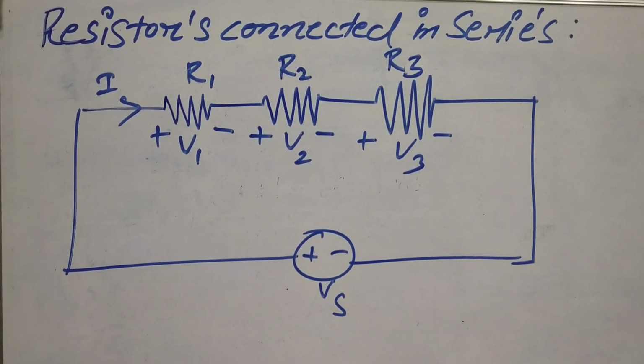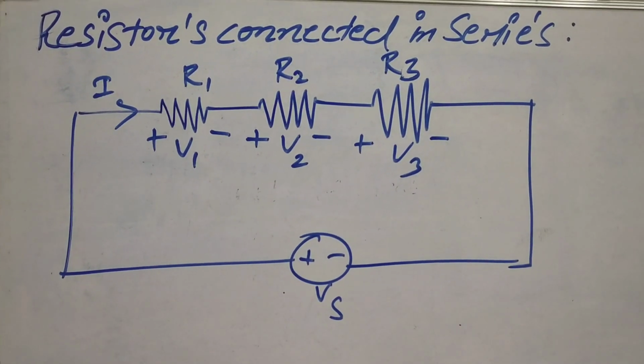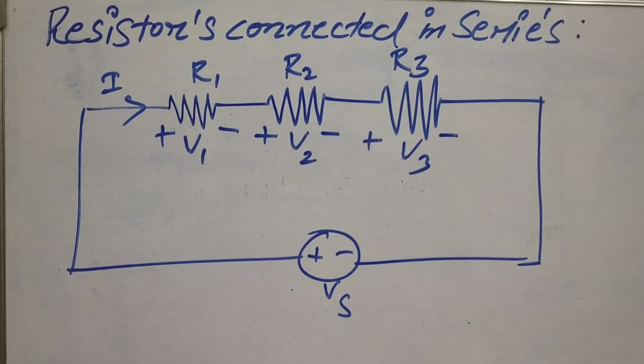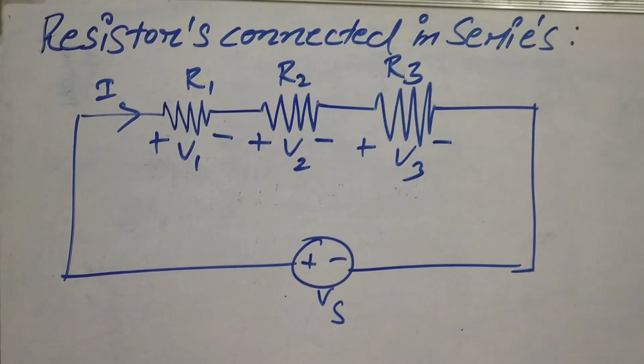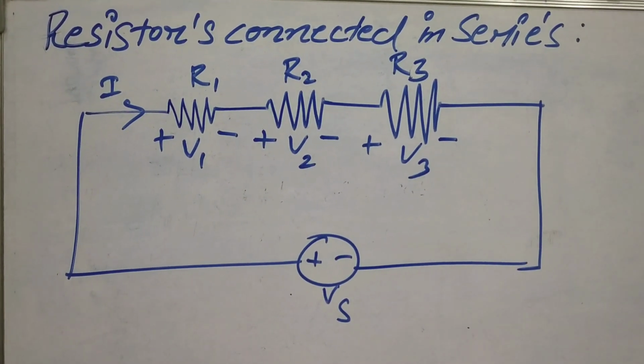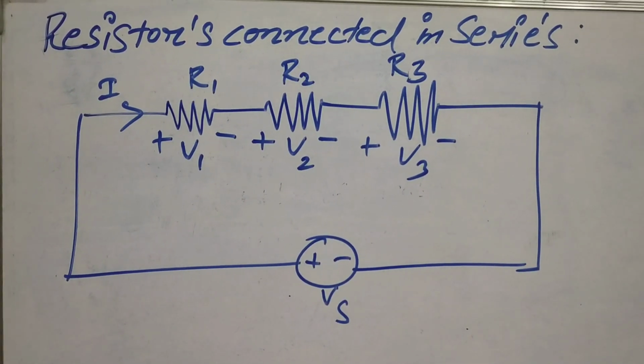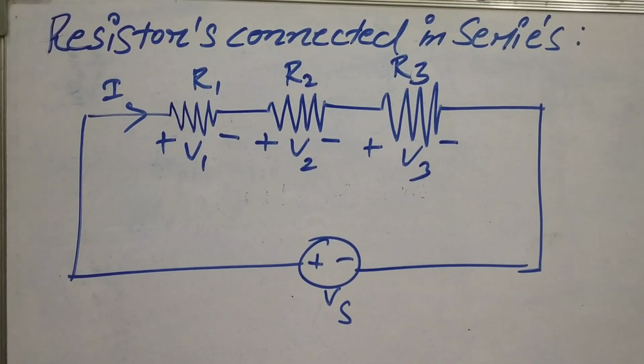Current flowing through the resistors is I. The applied voltage is Vs. In series, current becomes constant. In parallel, voltage becomes constant. So to find the equivalent resistance, apply KVL to this circuit.